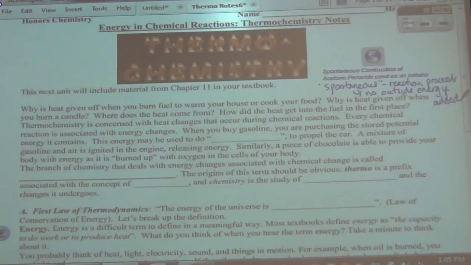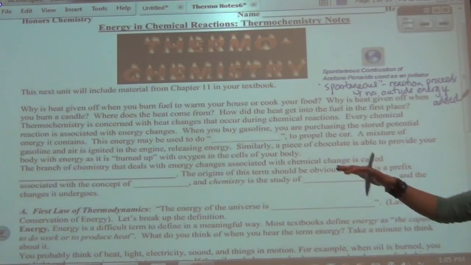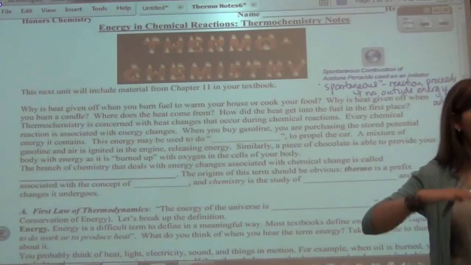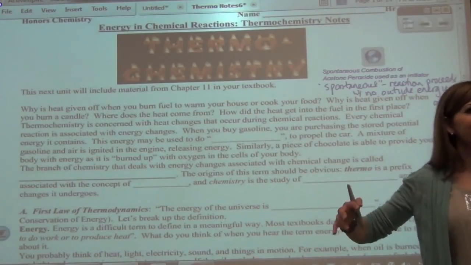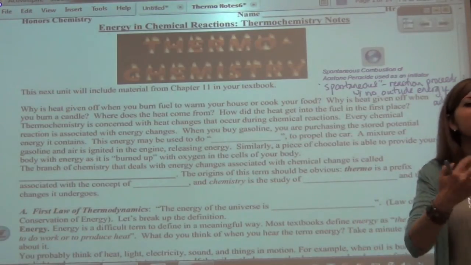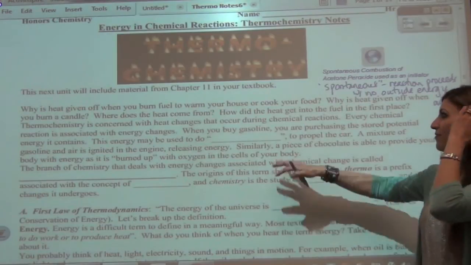Why is heat given off when you burn fuel to warm your house or cook your food? Why is it given off when you burn a candle? Where does the heat come from? How did the heat get into the fuel in the first place? So that's what thermochemistry is. So hopefully you'll have a better idea after we work on this unit as to why you can burn something and then it gives off a certain amount of energy.